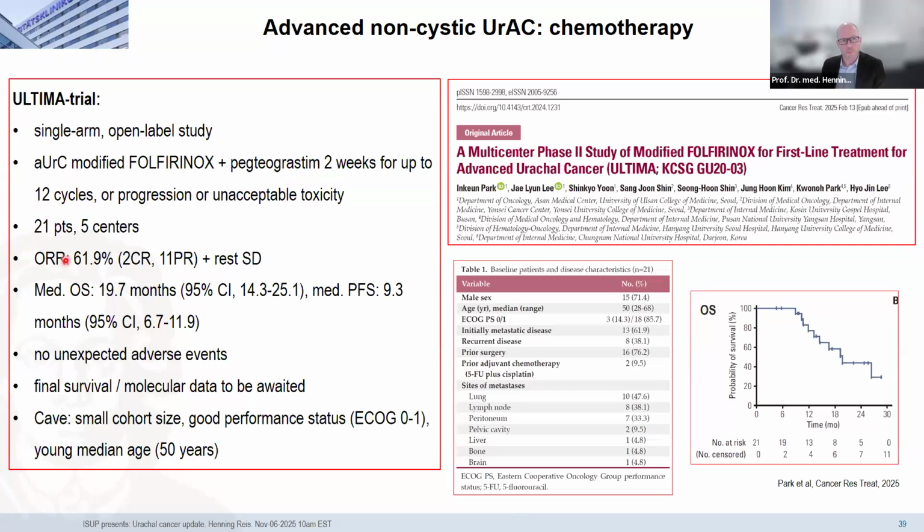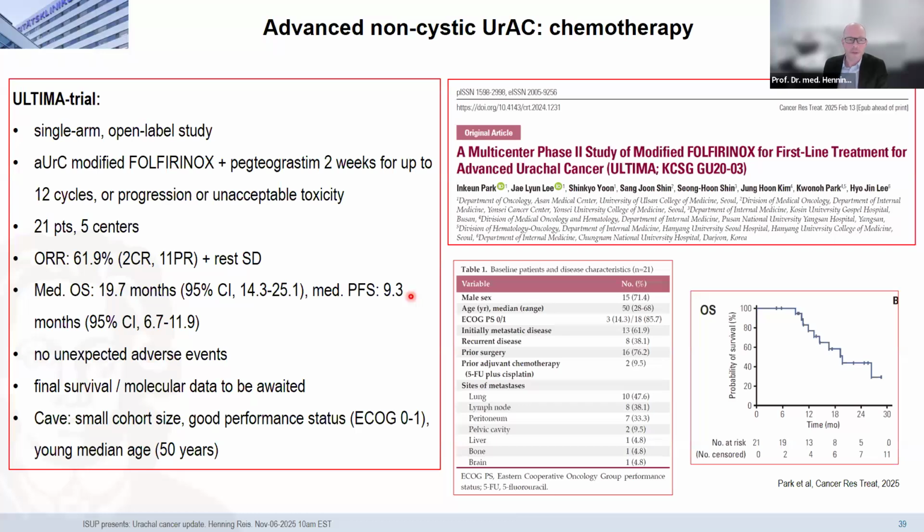So the overall response rate was 62%, which is good, and also the rest had stable disease. So this is finally some prospective data we see. The median overall survival was roughly 20 months. PFS was 9 months, and no unexpected adverse events were noted.